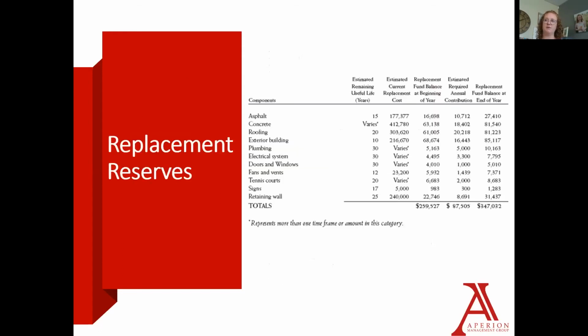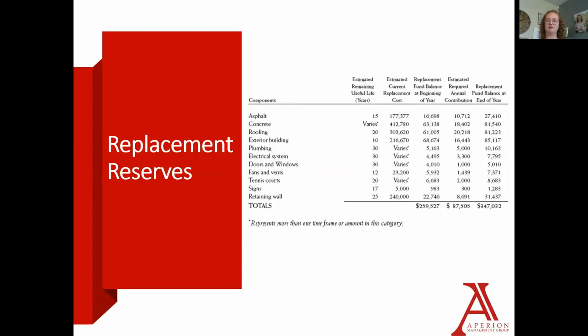And your replacement reserves. So the reserves, this is sort of a very basic understanding of what your reserves look at. So your reserves are going to look at every asset that your community owns. It could be anything from asphalt to concrete to roofing to play structures. You could own buildings. If you're a townhome, you might be responsible for exterior maintenance of those buildings.